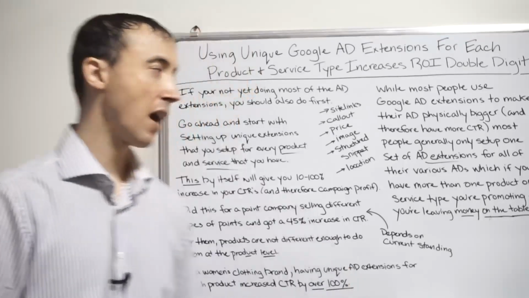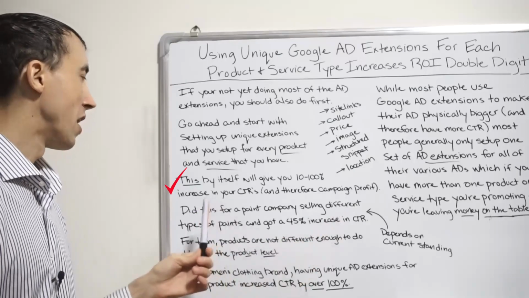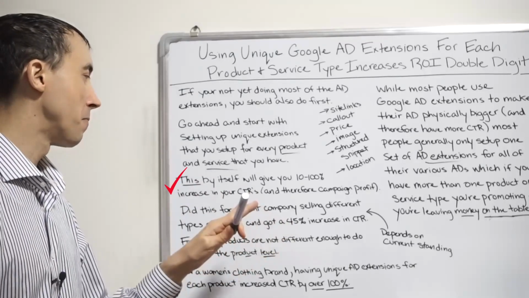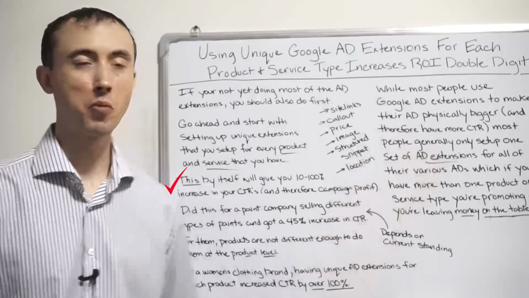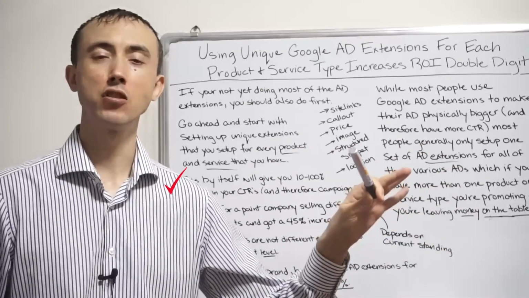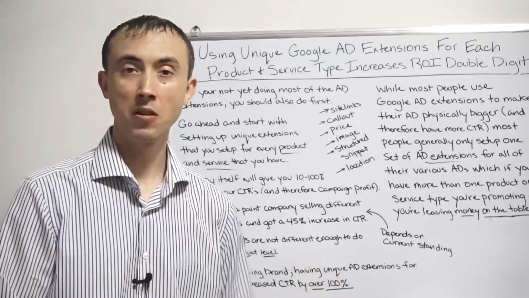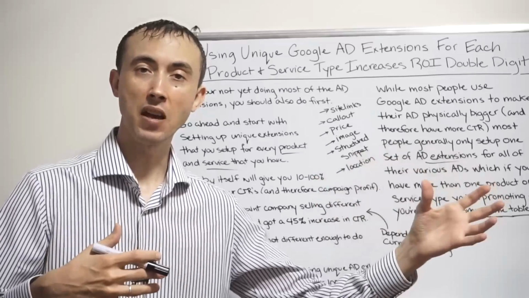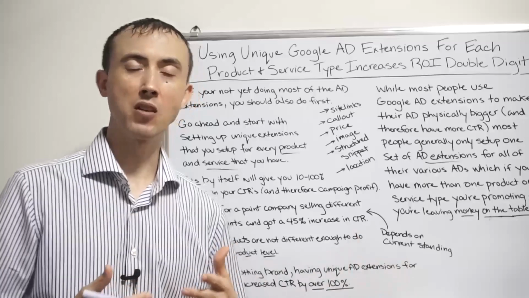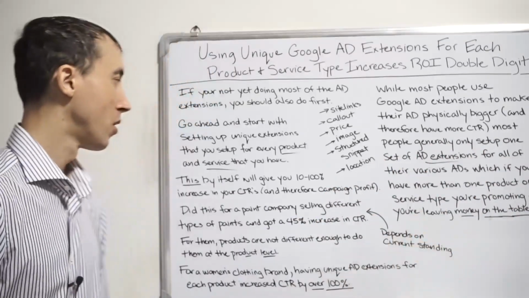To give you an example of that, we had a company who sold paint. They have 100 or so products. We didn't go to the extent of setting up unique ad extensions for every single product, given the products were very, very similar. It's the same can of paint, it just has a little bit different wording on it, and the paint did pretty much the same thing. You're talking about a paint that's red versus blue, that kind of thing.